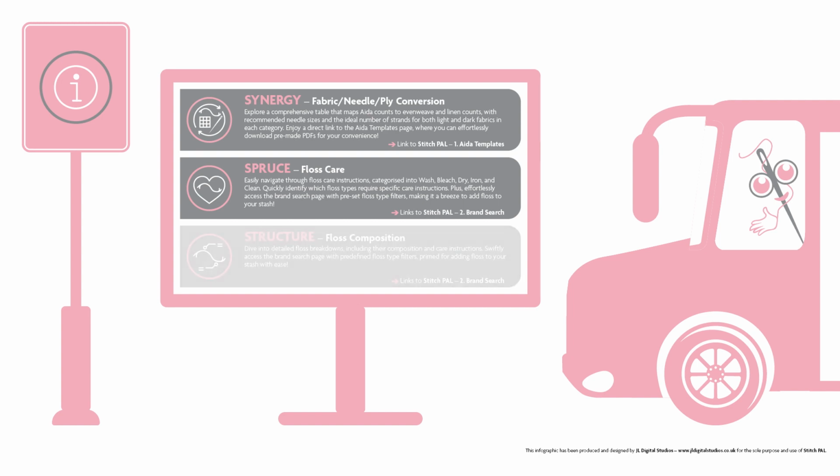Structure within StitchPal lets you dive into detailed floss breakdowns, including their composition and care instructions. Swiftly access the brand search page with predefined floss type filters, primed for adding floss to your stash with ease.